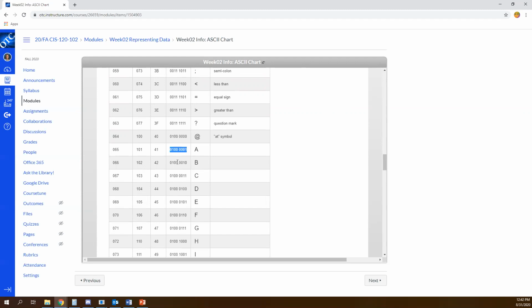So this code table was developed in the 40s when they were working on computers, and they said, well, geez, if we're going to save everything in binary, off or on, we can store numbers that way.